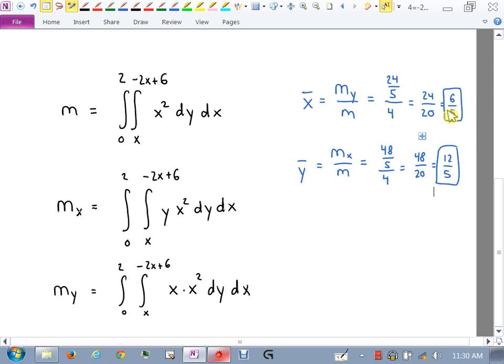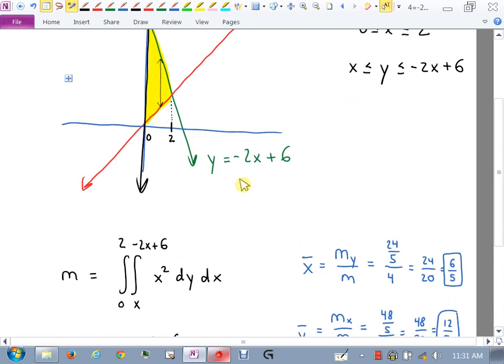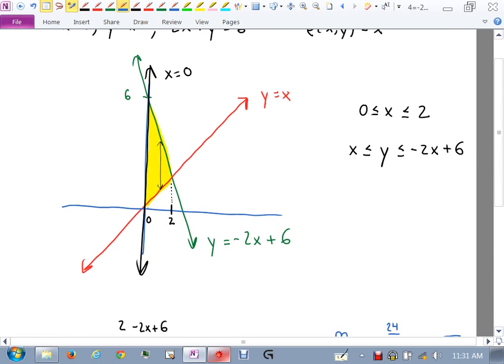So 6/5 is 1.2, right? This is 2.4. So 1.2, 2.4, somewhere in there, okay? So if I look at that, I might actually disagree that it looks like the center of mass. But what is the key to the problem? That doesn't really look like the center of mass.